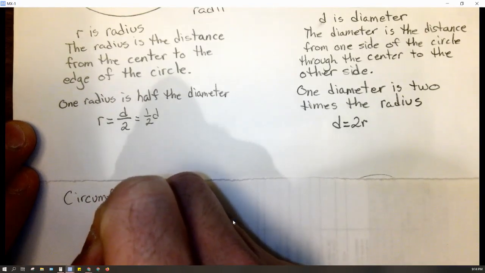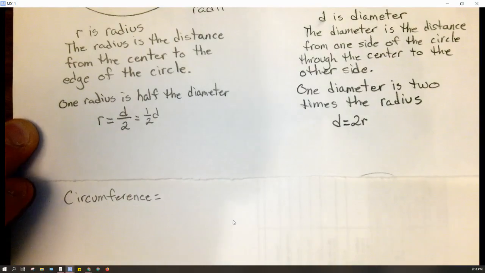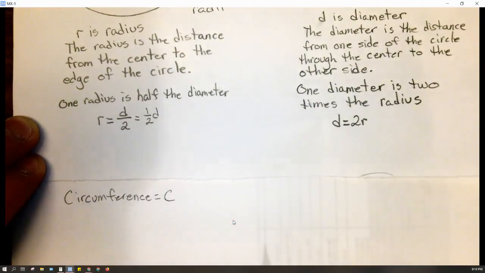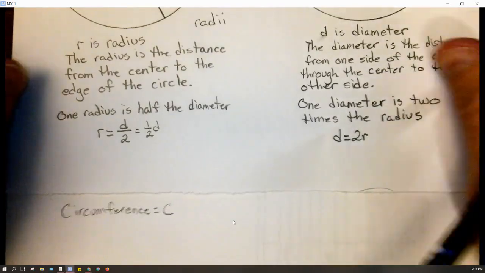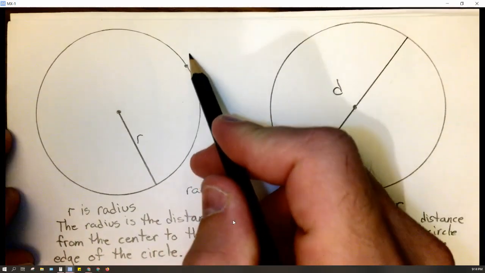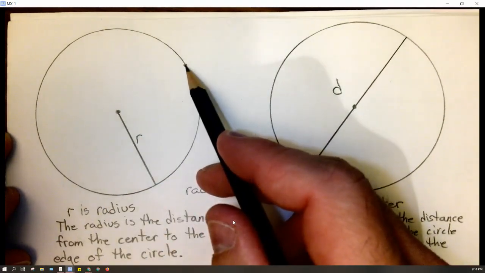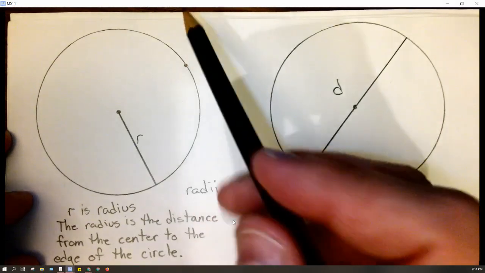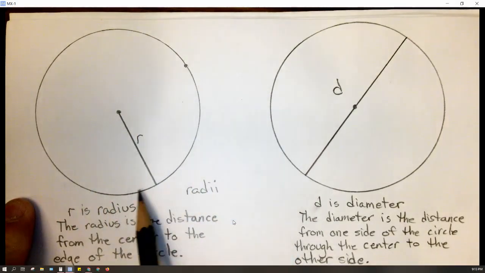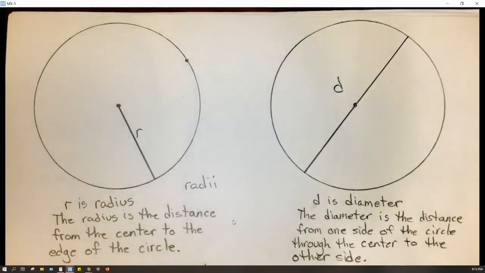Circumference is the perimeter of the circle. So the distance around the edge of the circle, we call that the circumference, and we usually just mark that with a big capital C. If I start at one point on the edge of the circle and I travel all the way around the circle, that distance I traveled is the circumference, okay? So the perimeter of the circle, the distance around the edge, whatever that length is, that's the circumference.